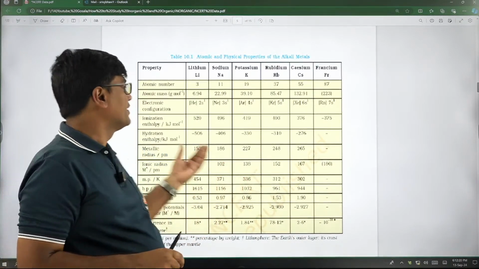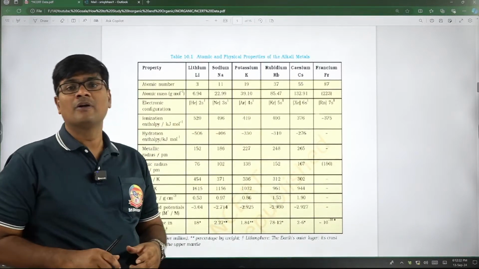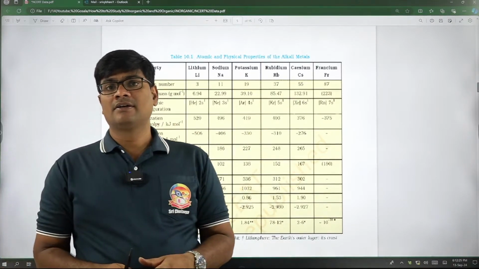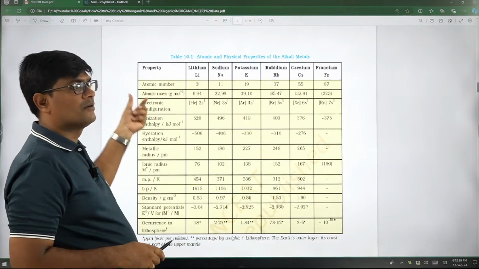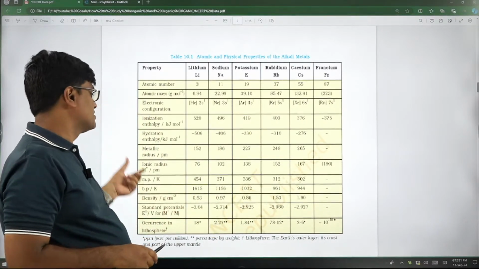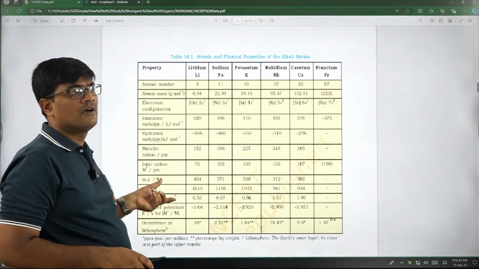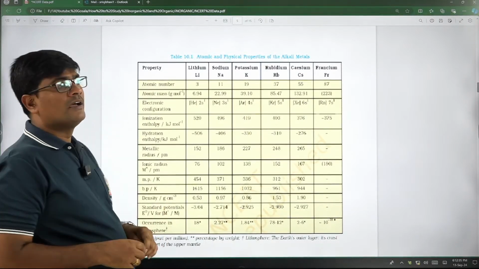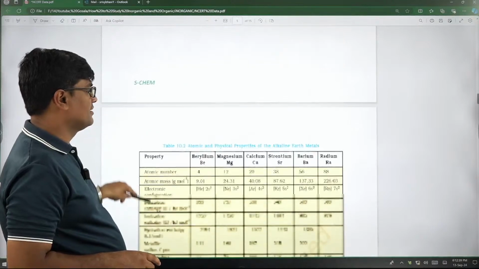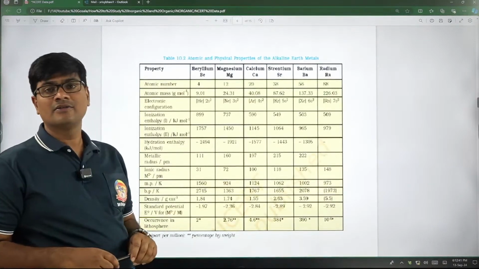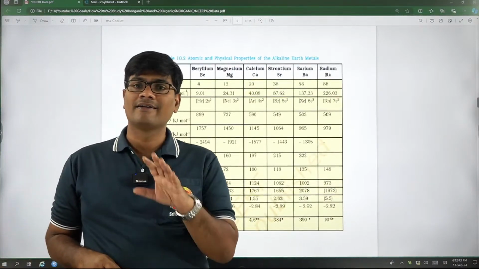So in S block, we have the data that down the group, what happens to atomic radii. With the help of this table, we can get the information. And also down the group, what happens to ionization energy and other properties of elements. This is about S block. In that, first one is alkali metals. Next, we have collected the information related to S block in that, alkaline earth metals.